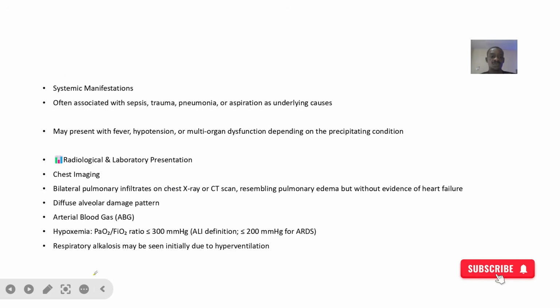Systemic manifestations: you see that maybe they are having other disease conditions like sepsis, trauma, pneumonia, and the rest of it. If you do imaging, you see infiltrates. If you do arterial blood gas, you see that the oxygen level is low. Then you also see a diffuse alveolar damage pattern. So that's what we got.